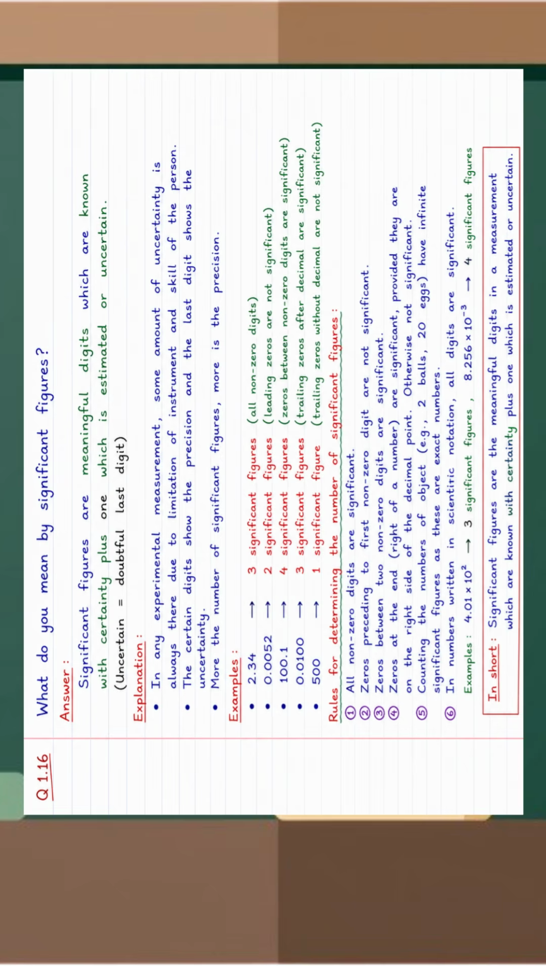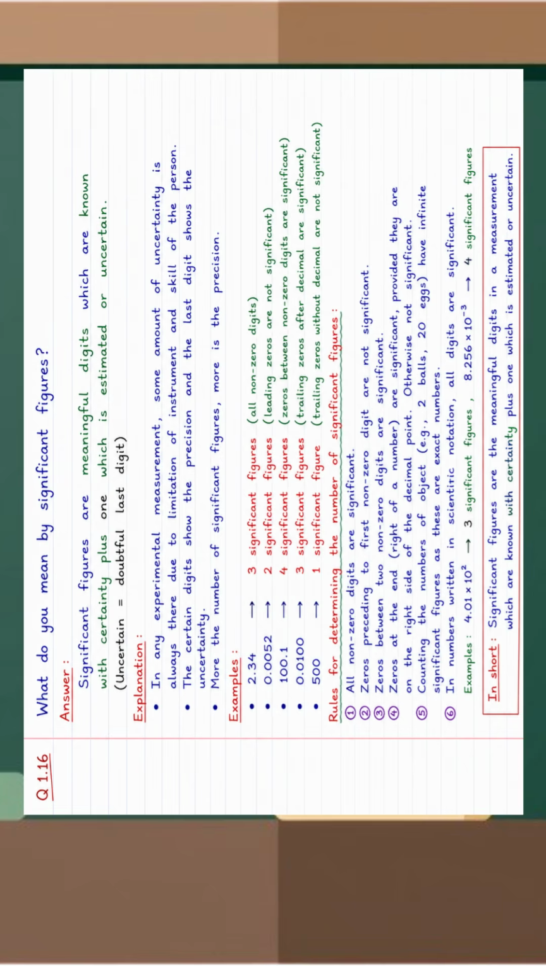Rule 5. Counting numbers like 2 balls or 20 eggs have infinite significant figures because they are exact numbers. Rule 6. In scientific notation, all digits in the coefficient are significant. For example, 4.01 × 10^2 has three significant figures. 8.256 × 10^-3 has four significant figures.